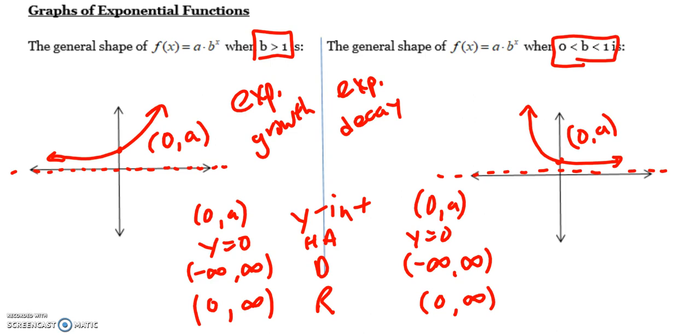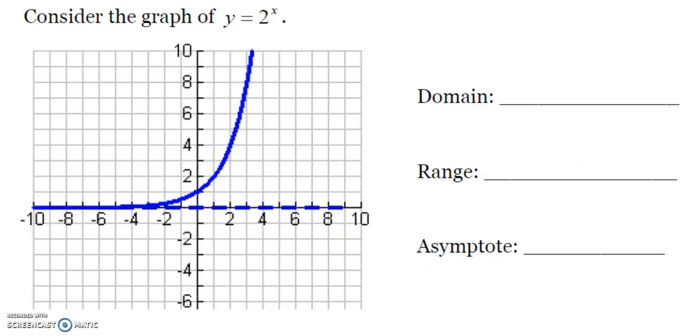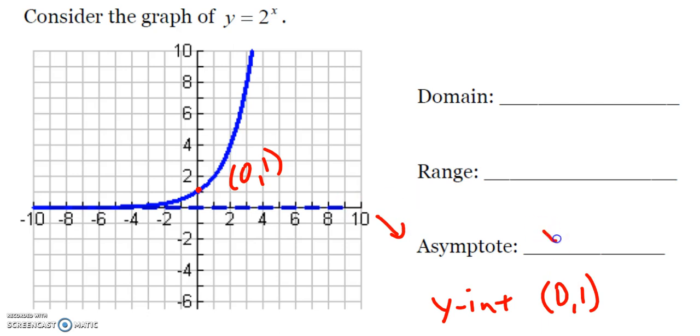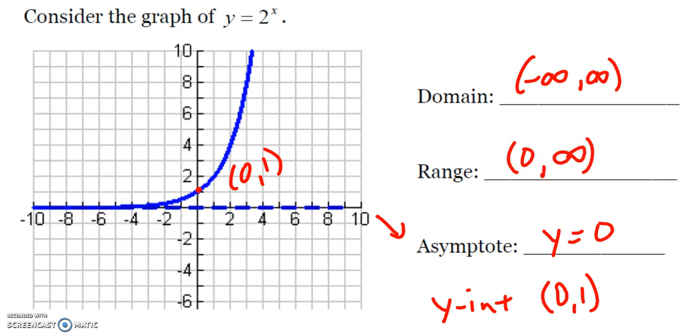And we're going to go ahead and take a look at an example here where we have y equals 2 to the x. So this is the graph of y equals 2 to the x. As we can see here, we have 0, 1. That is our y-intercept. And we have a horizontal asymptote at y equals 0. And again, domain and range. Domain is going to be all real numbers. Range is going to be 0 to infinity.